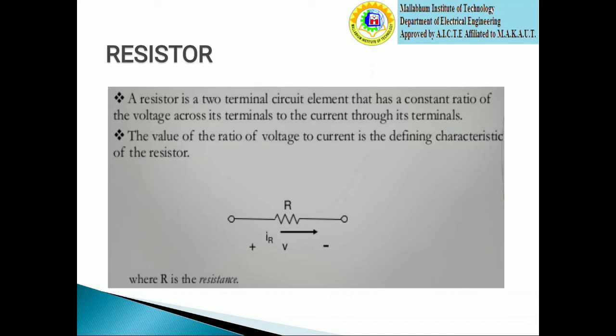A resistor is a two-terminal circuit element. It follows Ohm's law, that is V = I times R. Its value is defined by the constant ratio of the voltage across its terminals to the current through its terminals.